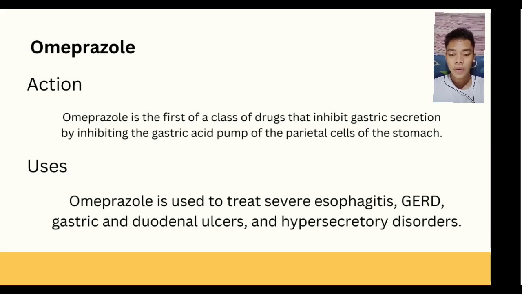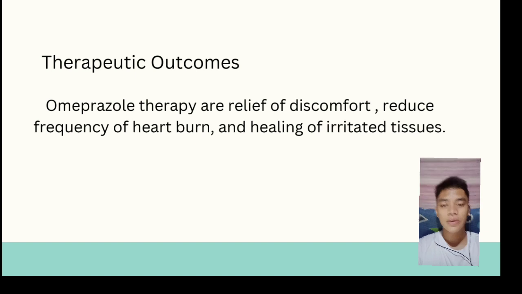Omeprazole is the first of a class of drugs that inhibit gastric secretion by inhibiting the gastric acid pump of the parietal cells of the stomach. It is used to treat severe esophagitis, GERD, gastric and duodenal ulcers, and hypersecretion disorders such as Zollinger-Ellison syndrome. Next are the therapeutic outcomes of this.